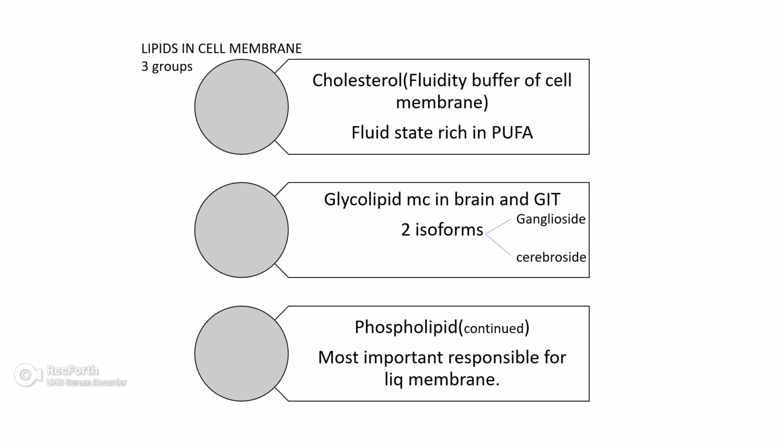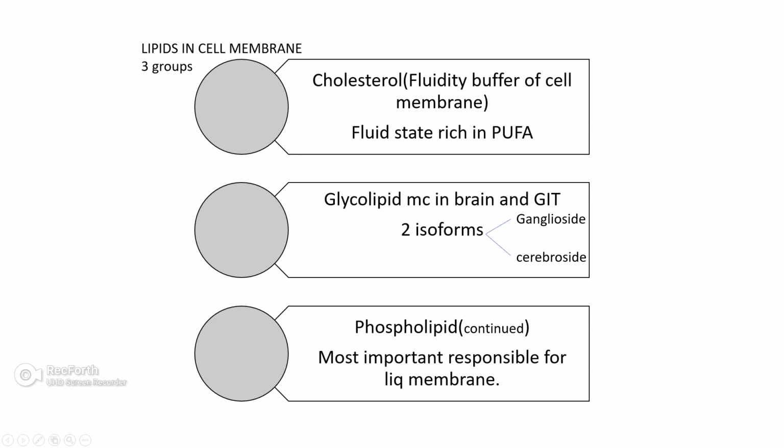Coming to lipids in the cell membrane, it consists of mainly 3 groups: cholesterol, which acts as fluidity buffer of cell membrane; glycolipids, present most commonly in brain and GI. 2 isoforms of glycolipids are gangliosides and cerebrosides. As you all know, GM1 ganglioside is seen in the GIT epithelium, which acts as a receptor for cholera toxin, and it is a PYQ also. Cholesterol acts as fluidity buffer of cell membrane. Cell membrane fluid state is due to rich PUFAs.